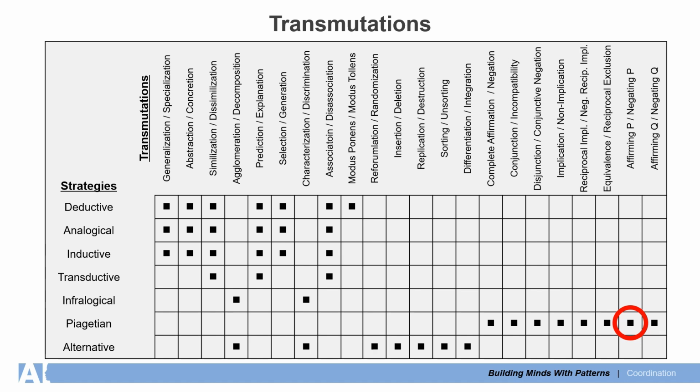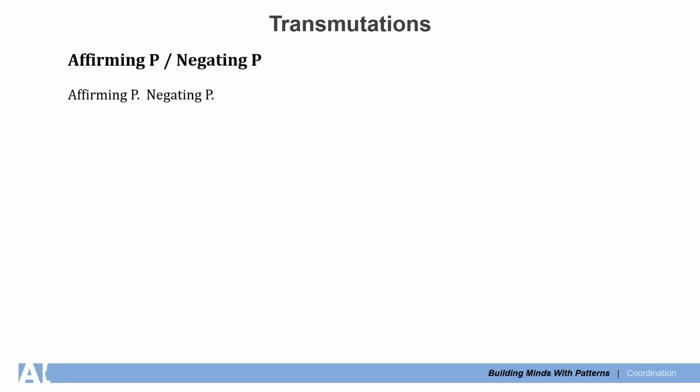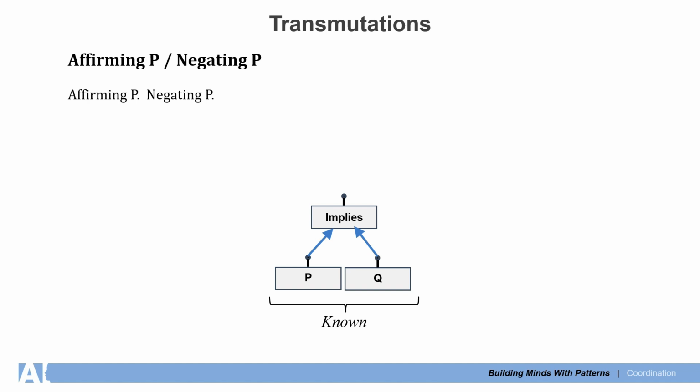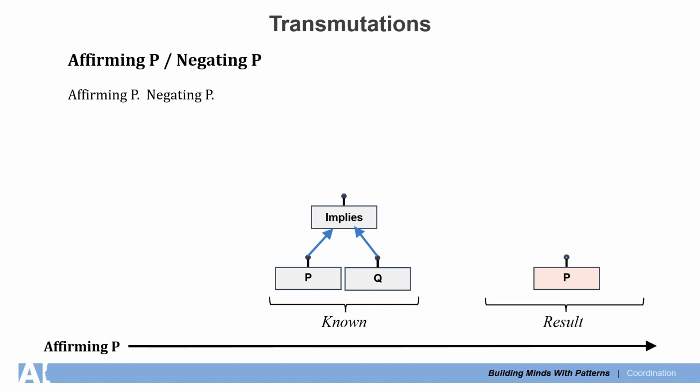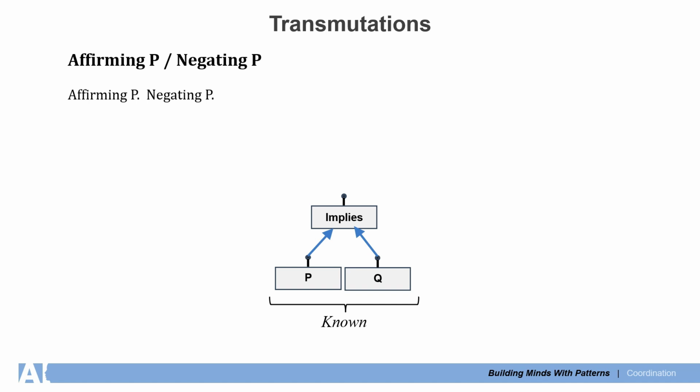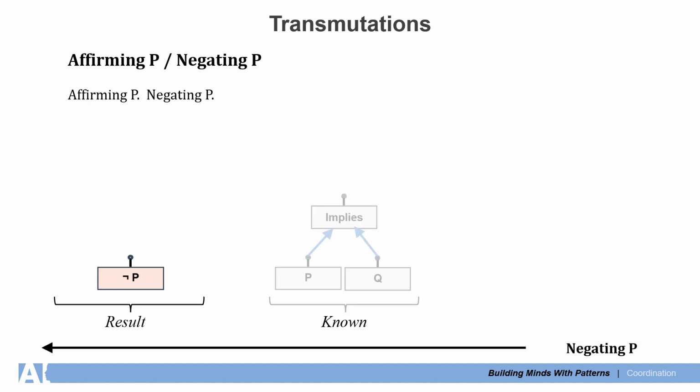Affirming P and negating P are Piagetian transmutations. Affirming P, negating P. If you have known background knowledge that P implies Q, you can activate P to affirm P. Given known background knowledge P implies Q, you can activate not P to negate P.